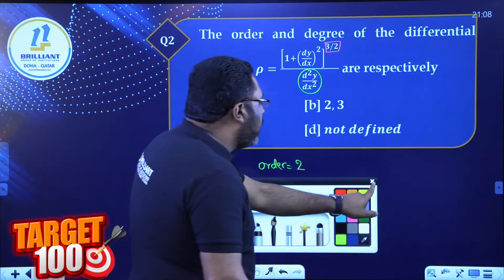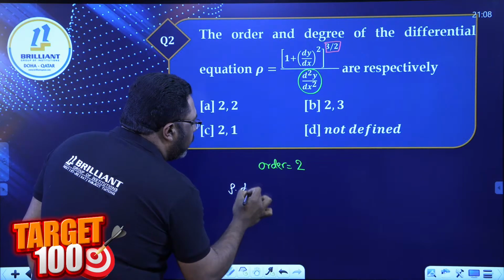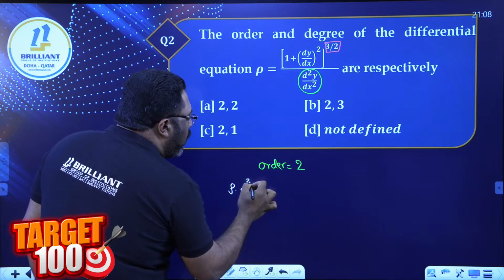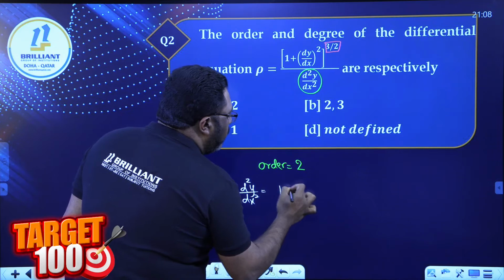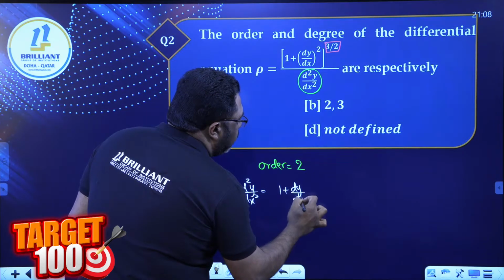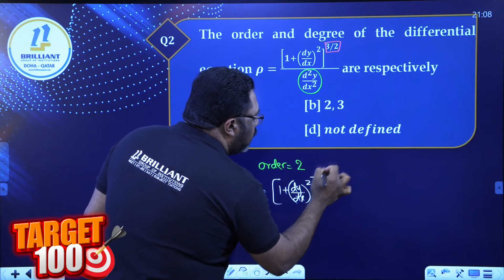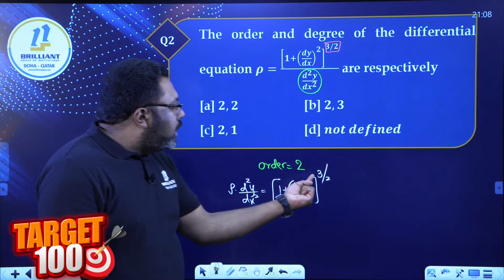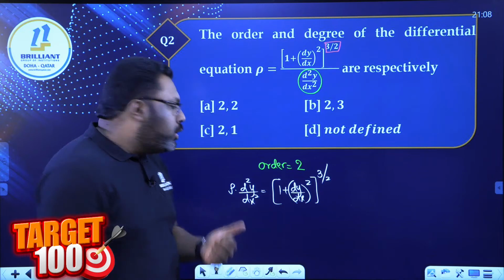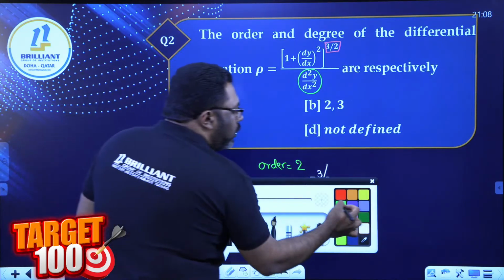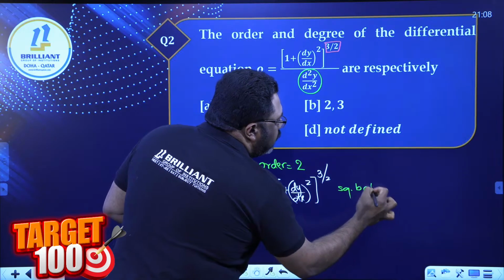How? You can simply write this differential equation as rho into d squared y by dx squared is equal to 1 plus dy by dx the whole squared, the whole raised to 3 by 2. My problem is the denominator 2 in the rational power. So I'm going to square both sides. What's the idea of such a question? Square both sides. So what happens if you square both sides?